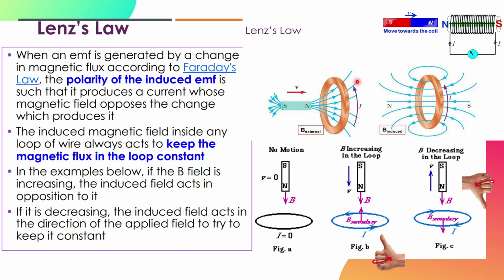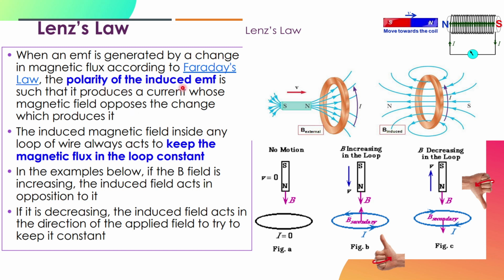Alright, so when an EMF is generated by a change in magnetic flux according to Faraday's law, okay, bila ada perubahan magnetic flux, so akan terhasillah EMF according to Faraday's law. Okay, so the polarity of the induced EMF is such that it produces a current whose magnetic field opposes the change which produces it. Apa maksud dia?